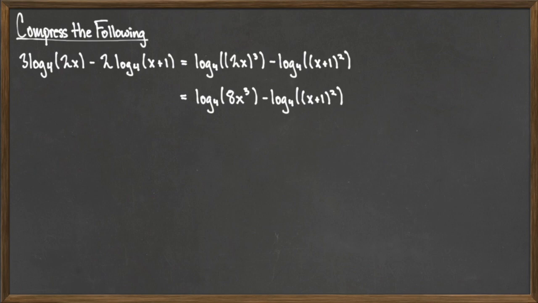The quotient rule says that turning a difference into a fraction means that the first term, the one before the minus, is going to be in the numerator. The second term, the one after the minus, is going to be in the denominator. So this is going to transform into log base 4 of 8x cubed divided by x plus 1 quantity squared. And this completes the problem. We have a fully compressed single logarithmic term.